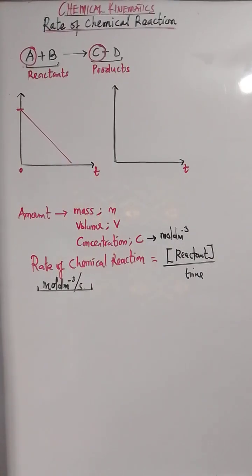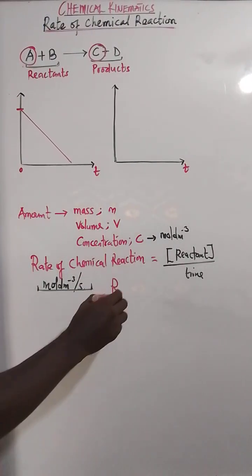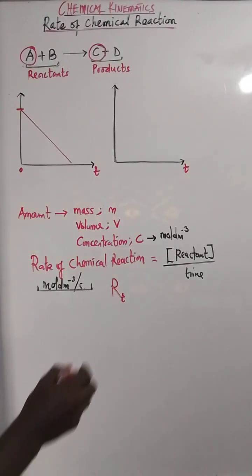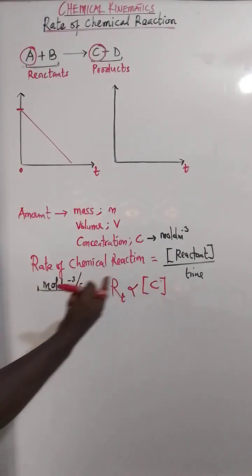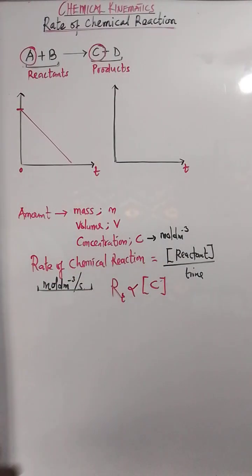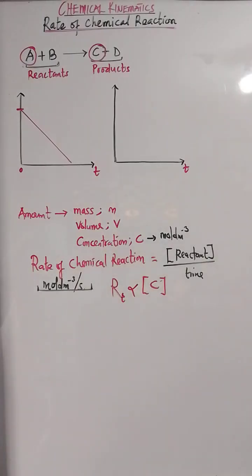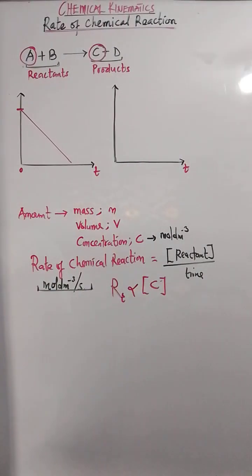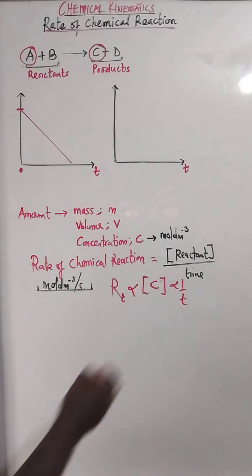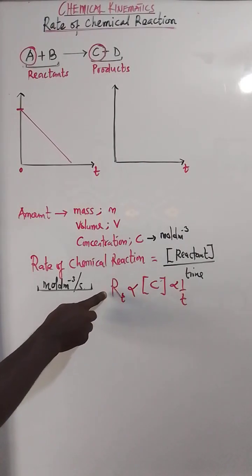Why? Because the rate of chemical reaction, let me use R to represent it, and time as T. The rate of chemical reaction is proportional to the concentration. It means the more the concentration, the more the rate of chemical reaction, and the lower the concentration, the lesser the rate of chemical reaction. Or better still, since we are plotting against time, the rate of chemical reaction and time are inversely proportional. It means the more time it takes for a reaction to occur, the lesser the rate of reaction. So reaction rate and time are inversely proportional.